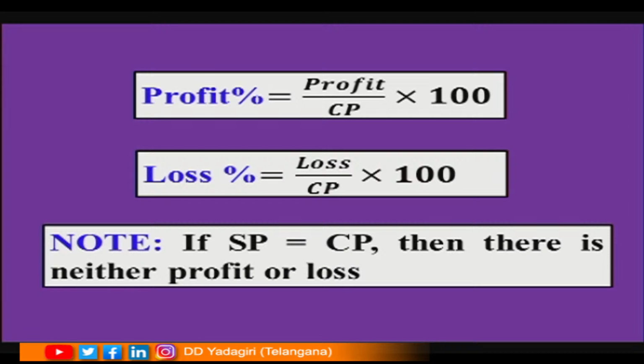And make a note, children, it is not necessary that we always get profit or loss on selling an item. Suppose the selling price and cost price are both equal, then in that case we neither get profit nor loss. For example, you purchased a pen for 5 rupees and you sold it for 5 rupees. That means you neither get profit nor loss. I hope you understood the concept very well. Now, let us quickly apply the concept in solving a problem.